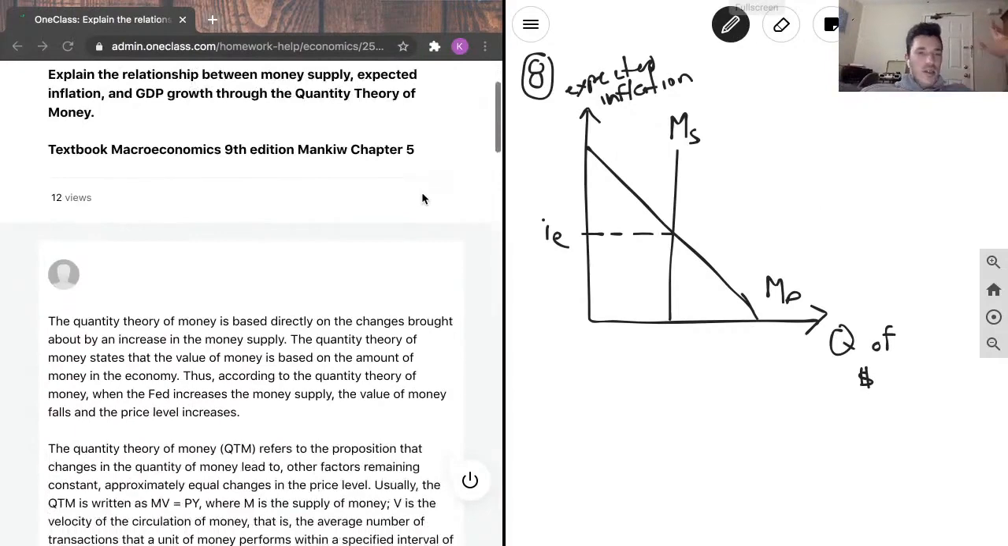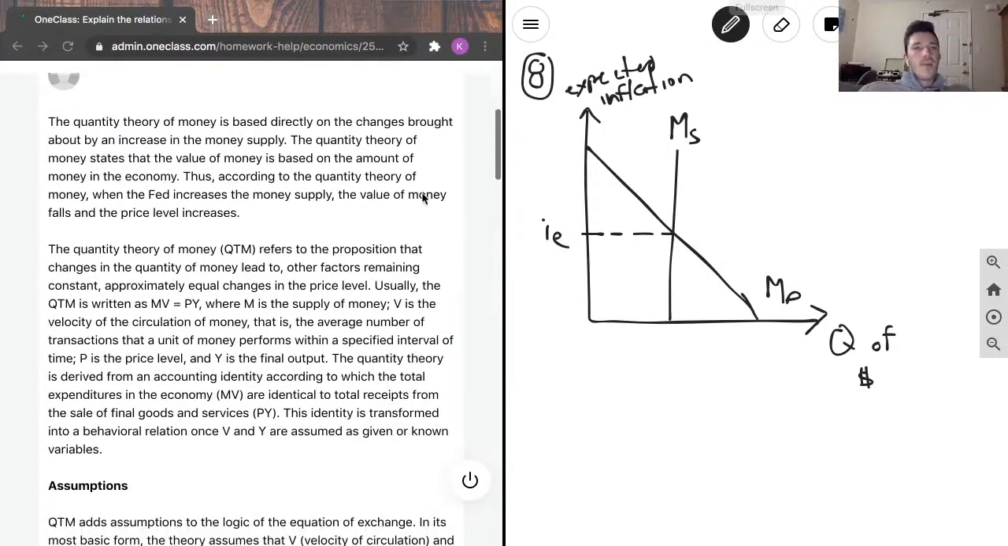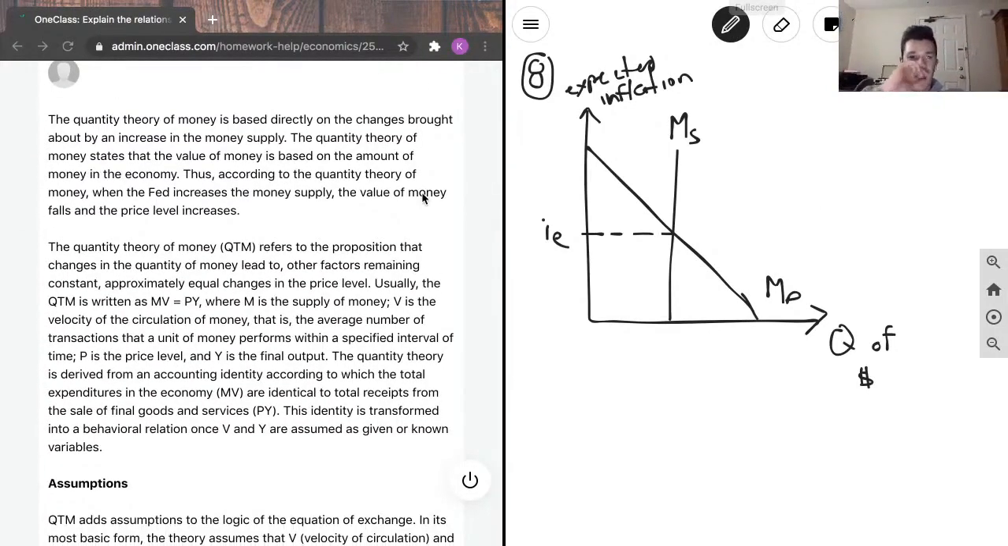But our Janine The Tutor has said that the quantity theory of money is based directly on the changes brought about by an increase in the money supply. The quantity theory of money states that the value of money is based on the amount of money in the economy. Thus, when the Fed increases the money supply, the value of money falls and the price level increases. The quantity theory of money refers to the proposition that changes in the quantity of money lead to, other factors remaining constant, approximately equal changes in the price level.